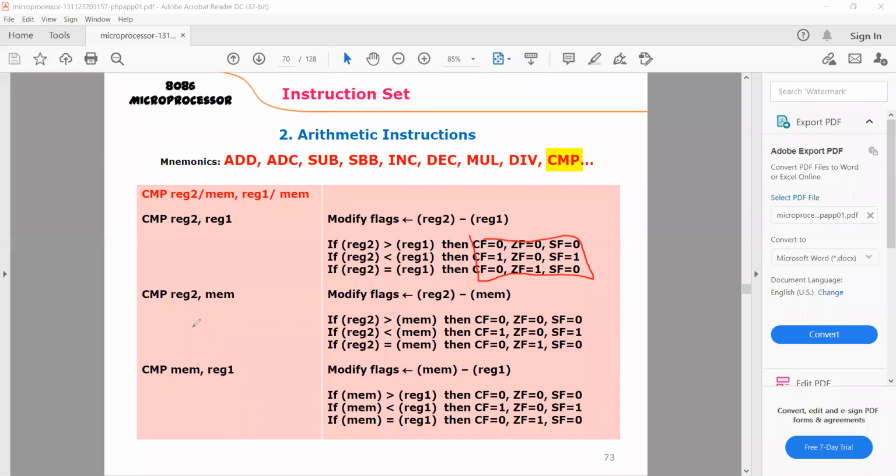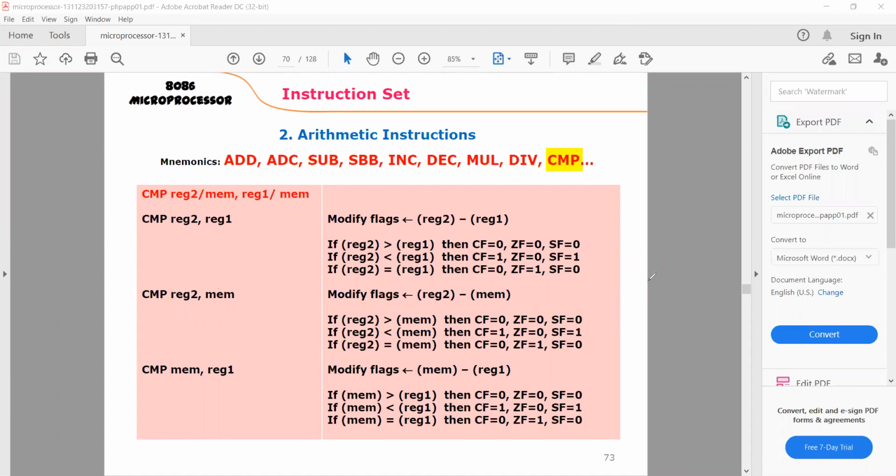Same thing here: comparison between the data present in the memory and the register. That means we'll subtract the data present in the memory with the data present in the register. The same conditional flags we'll identify here, and through that we'll identify which is greater and which is lesser. And similarly, compare memory comma register. That means we'll compare the data present in the register with the data present in the memory, that is, subtract the data in register 1 with the data in memory. The same operations and the same conditions we'll check for the comparison.